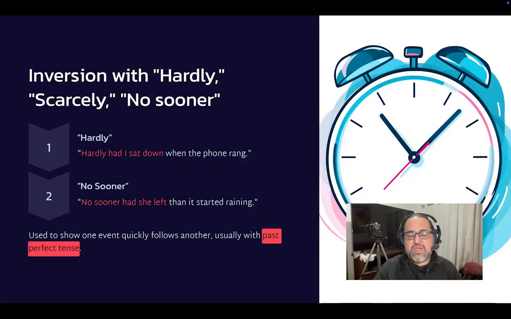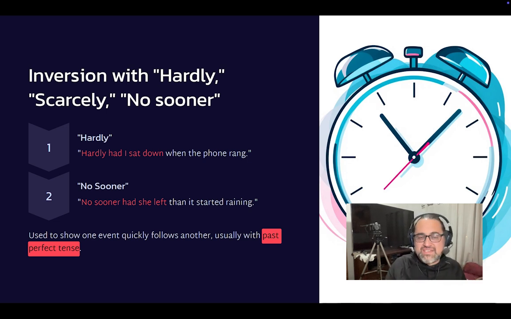Finally, two more very common words or expressions where you use inversion. Hardly or no sooner. Hardly had I sat down when the phone rang. You see, it means that you had just sat down. A second had just passed when the phone rang. What is the meaning here? That you had to stand up and pick up the phone, probably, or that you had to interrupt whatever you were doing to take the call.